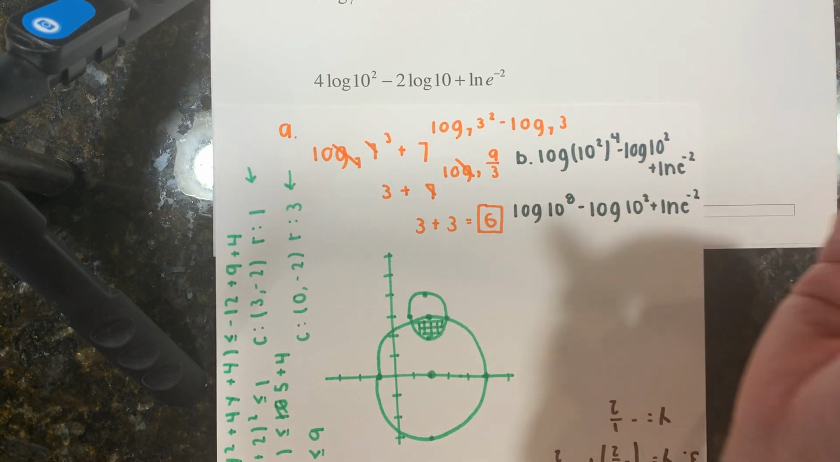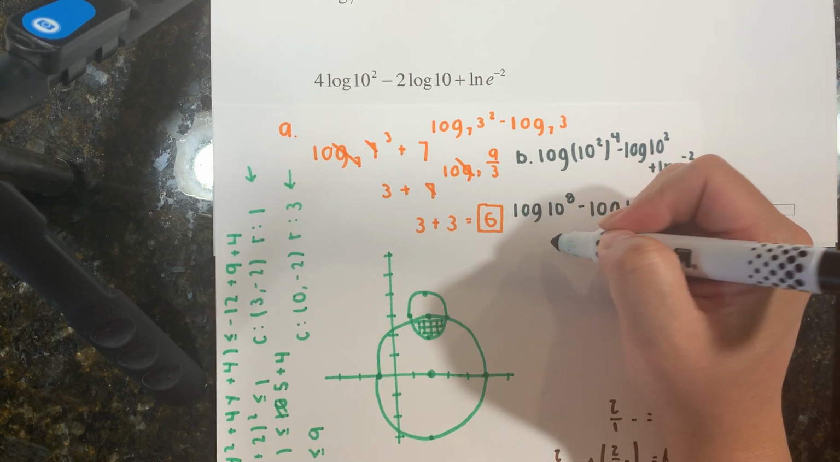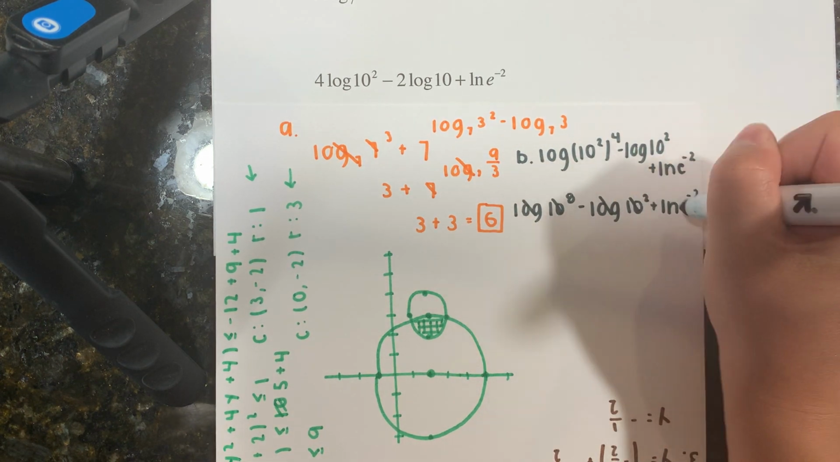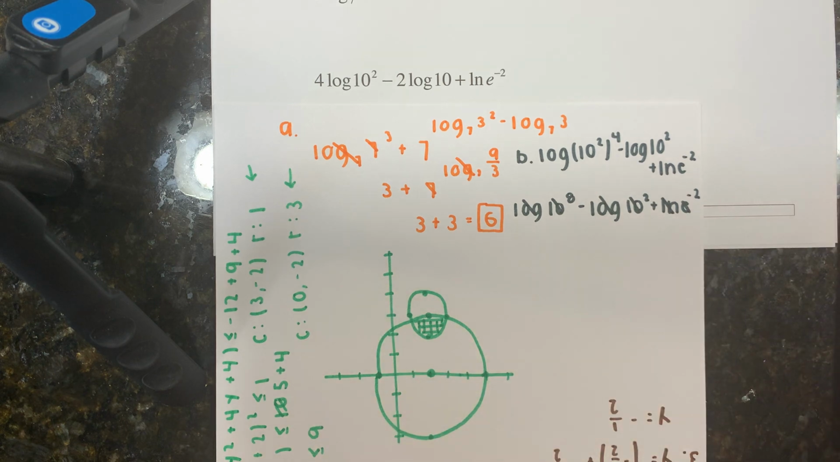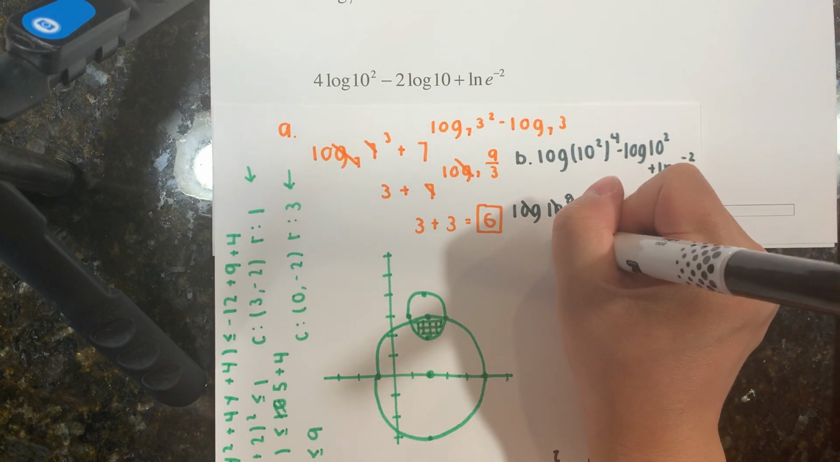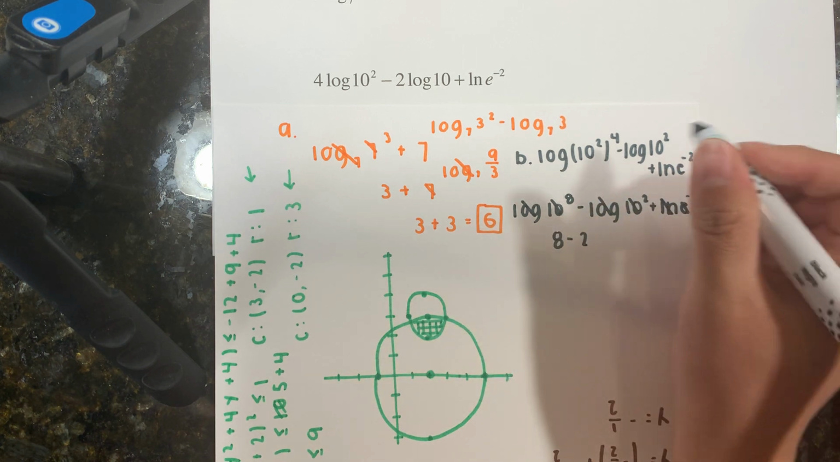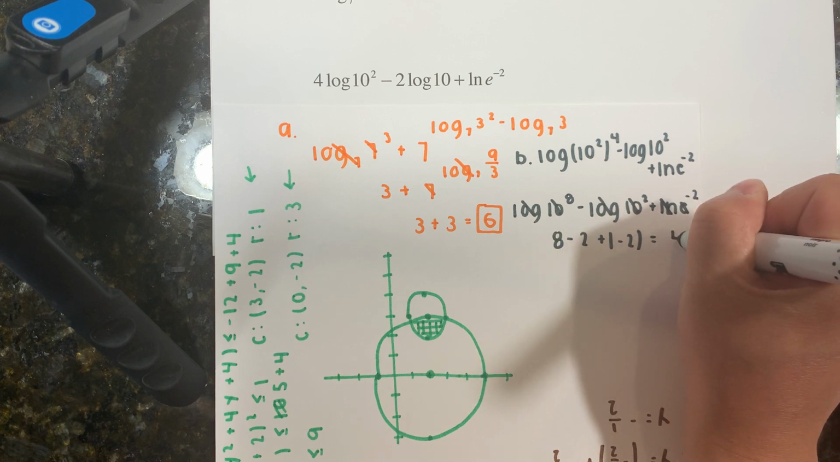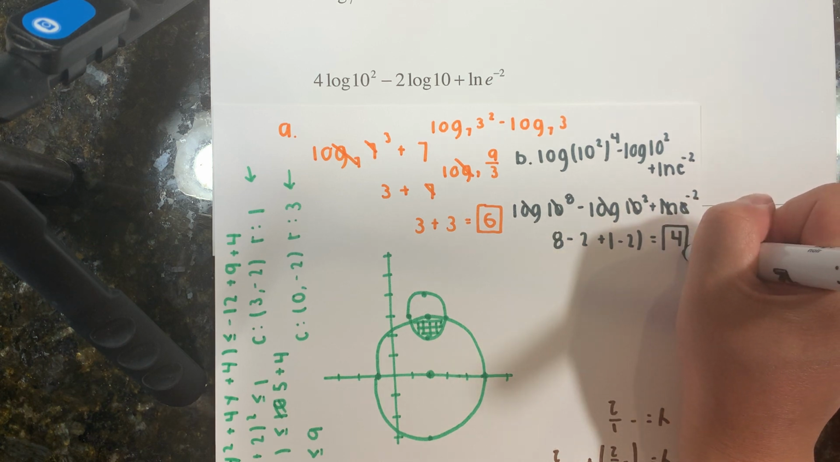Now, my log and my 10 actually cancel because a log with no base is assumed to be 10, so they actually cancel each other. And the ln and the e also cancel because ln is a log with a base of e. Therefore, I have 8 minus 2 plus negative 2. And that should be equal to 4.